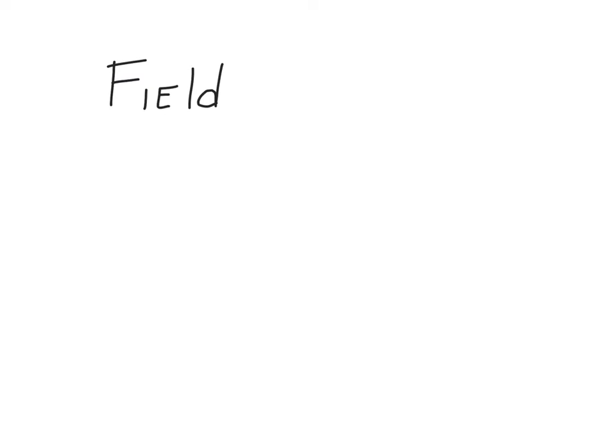So let's start with this term field and start from our common understanding. Our common understanding is an open space, maybe a meadow or a hay field, or it could be a soccer field or a baseball field or a football field, a field that's outlined in a specific way, an open space that's outlined in a specific way for some purpose. But in physics, the meaning is similar but different.